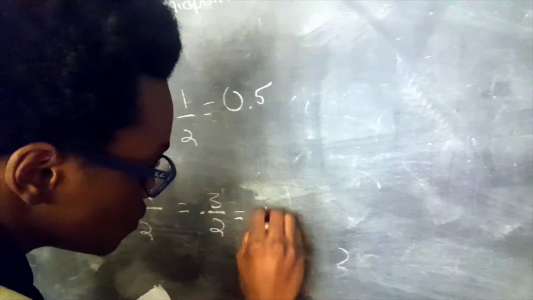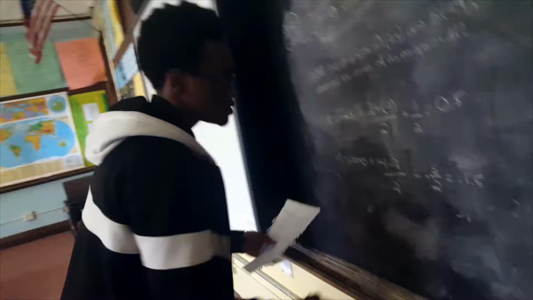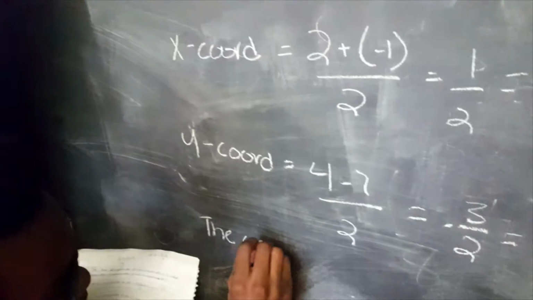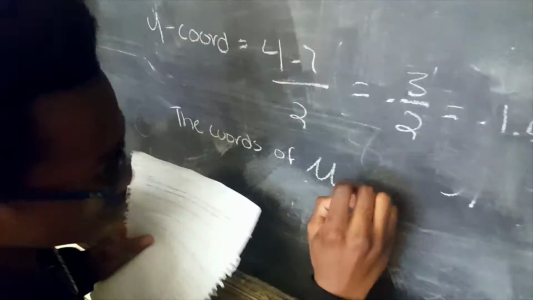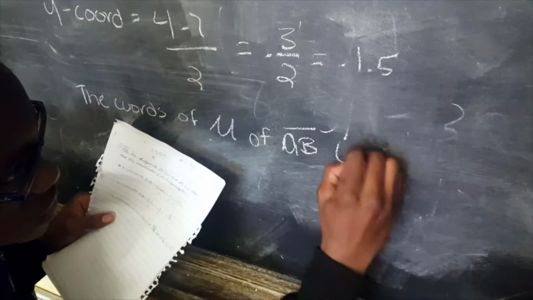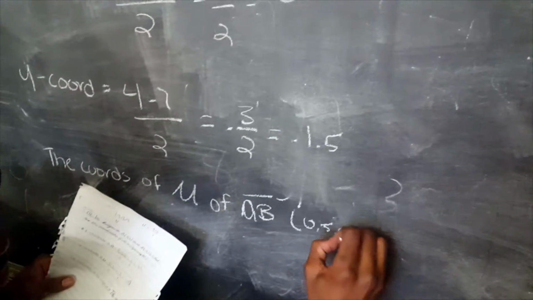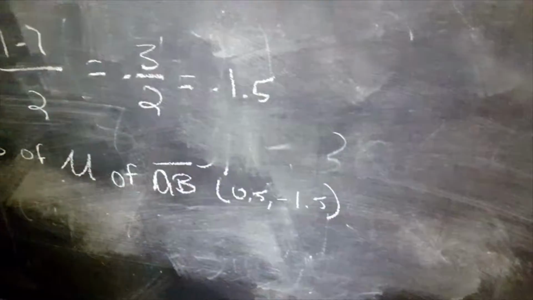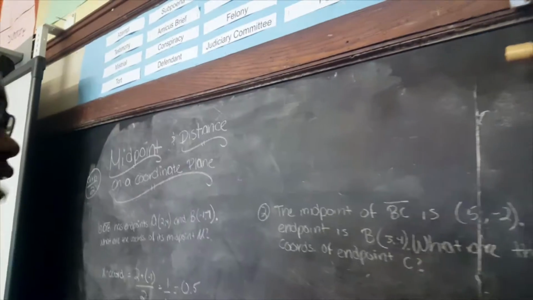Simplify that to -1.5. So, to finish it out, the midpoint coordinates would be 0.5, -1.5.